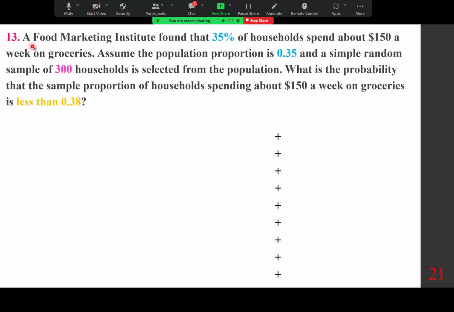A food marketing institute found that 35% of households spend about $150 a week on groceries. Assume the population proportion is 0.35 and a simple random sample of 300 households is selected from the population. What is the probability that the sample proportion of households spending about $150 a week on groceries is less than 0.38? We want to write the information, the given.